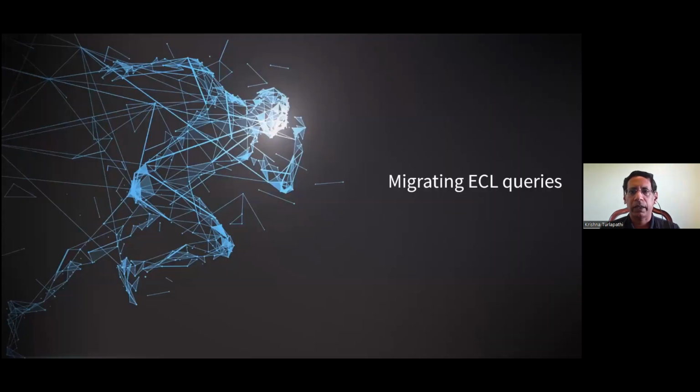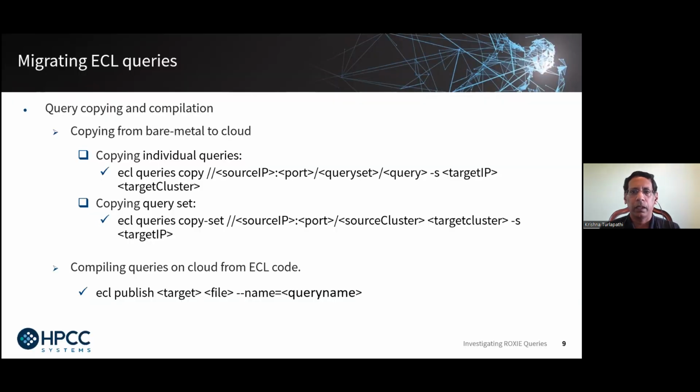Now let's take a look at migrating ECL queries to your cloud environment. Now, how do you get your queries to the cloud environment? There are two traditional ways of getting queries onto HPCC systems, either compiling queries from ECL code or copying existing queries from another cluster. This is still true for the cloud environment.